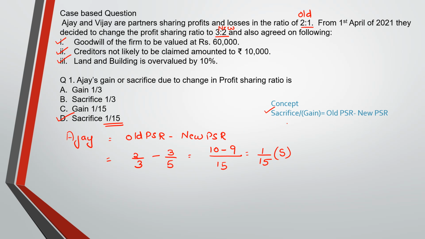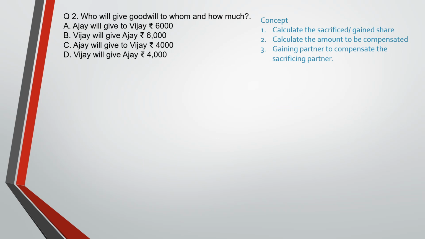So remember, sacrificing ratio is old profit sharing ratio minus new profit sharing ratio, and if it turns out to be negative, it is a gain. I hope this concept of sacrificing ratio is clear. Now let us go to the next question related to the same case. The next question is, who will give goodwill to whom and how much?